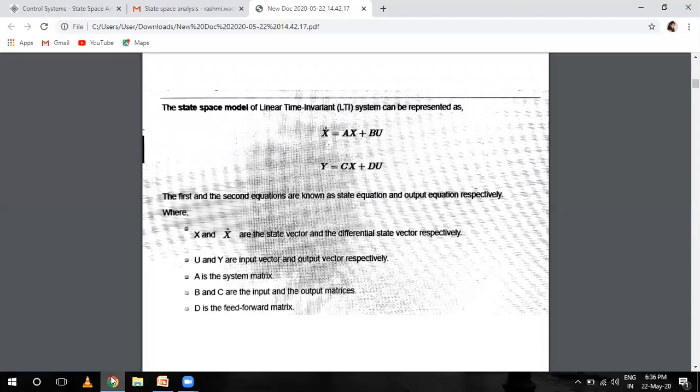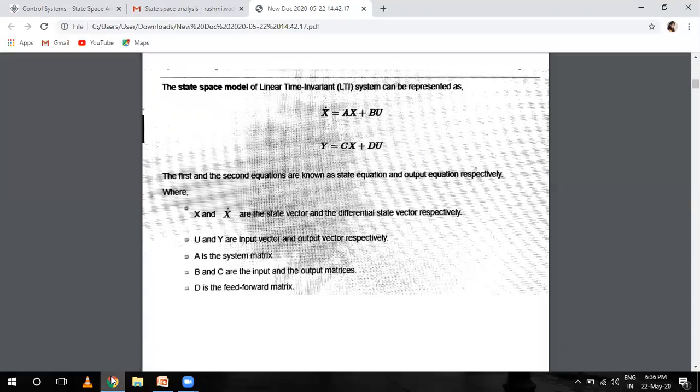So the state space model of a linear time invariant system is like this: x dot = Ax + Bu, y = Cx + Du. The first and the second equations are the state equation and output equation respectively. Here x is the state vector and x dot is the differential state vector. U and Y are the input vector and output vector respectively. A is the system matrix, B and C are the input and output matrices, and D is the feed forward matrix.